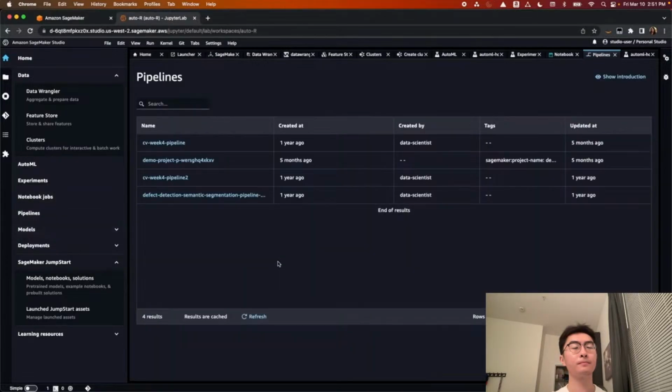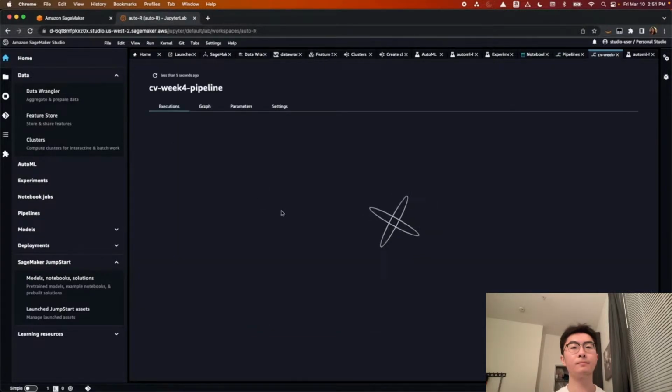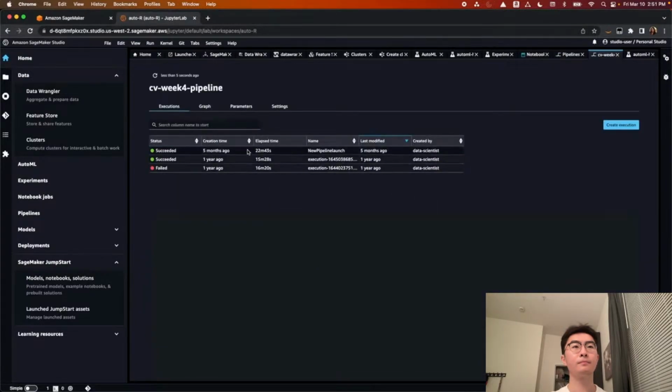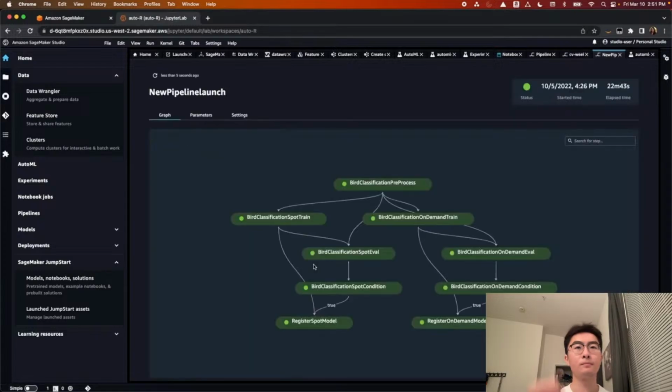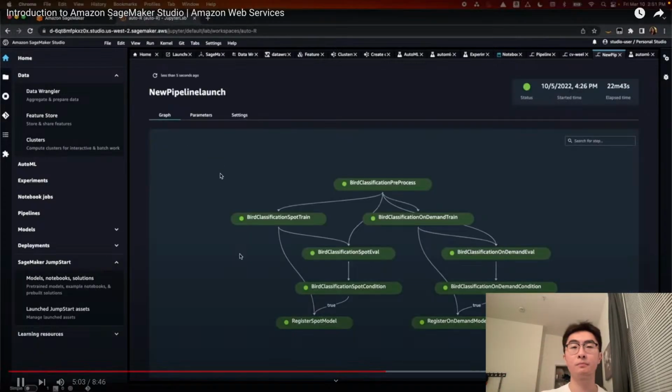Next, we have pipelines, where you can create machine workflows with the easy-to-use Python SDK, and then visualize and manage your workflow, allowing increased efficiency and faster scale by storing and reusing the workflow steps.